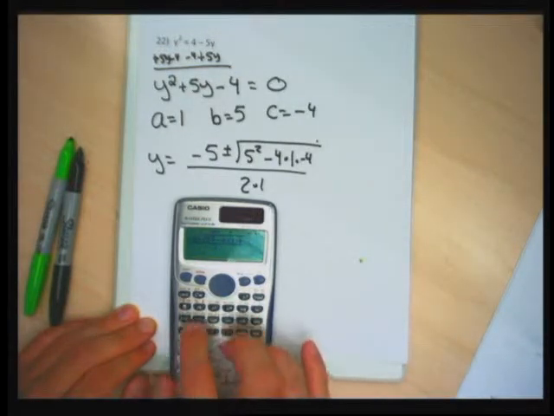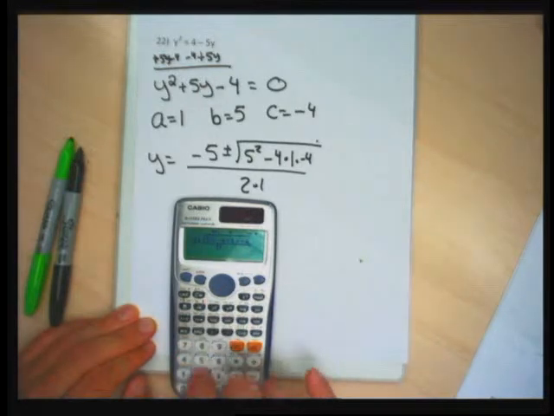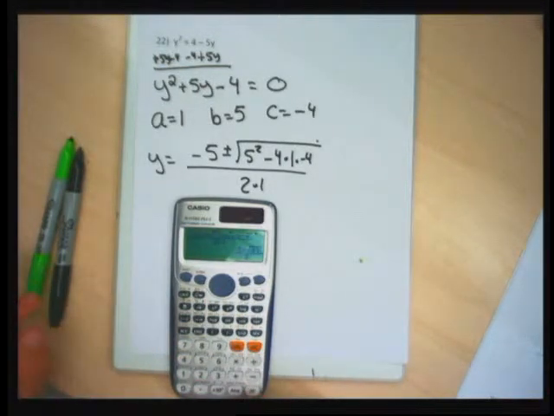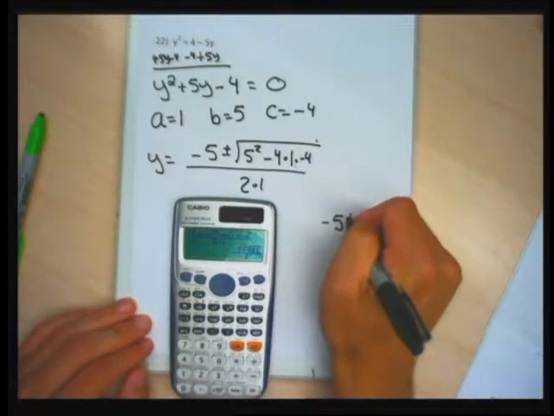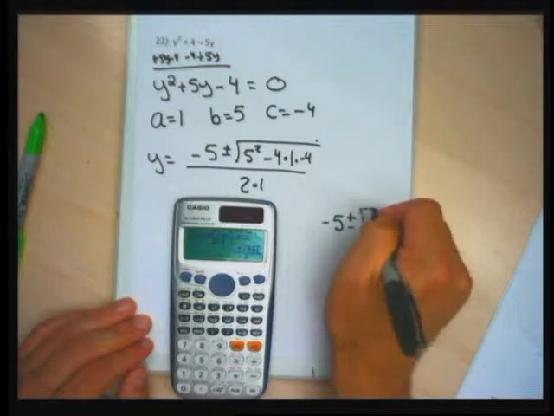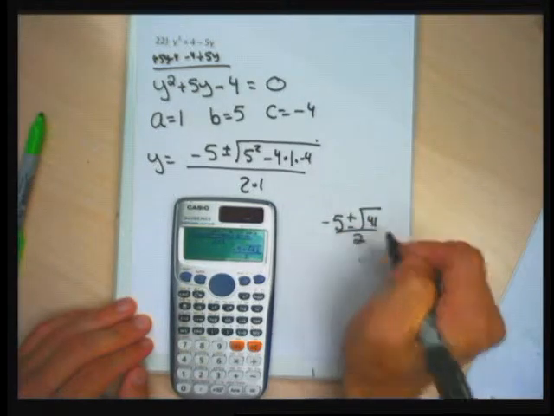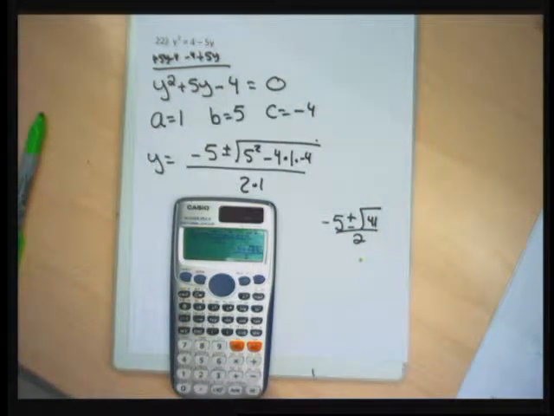Messed up on the wrong negative sign. So there's the one with the plus. I get negative 5 plus the square root of 41 over 2. I'm going to gamble and think the other one has the minus, and I'm going to check them both.